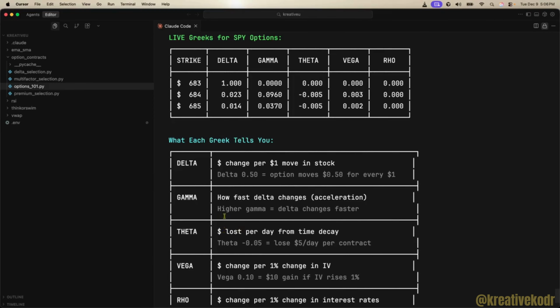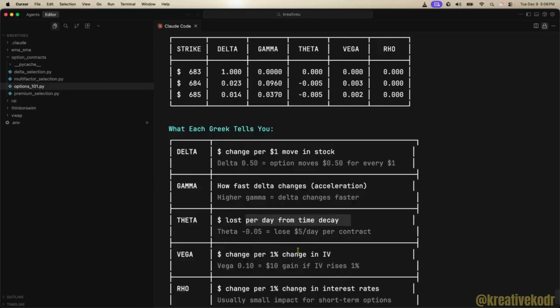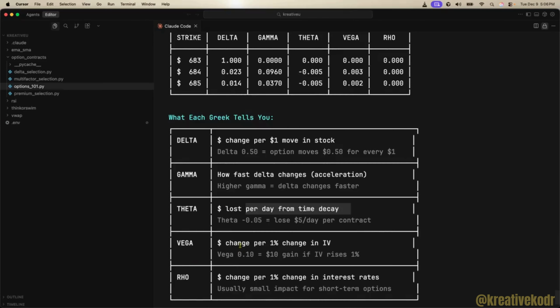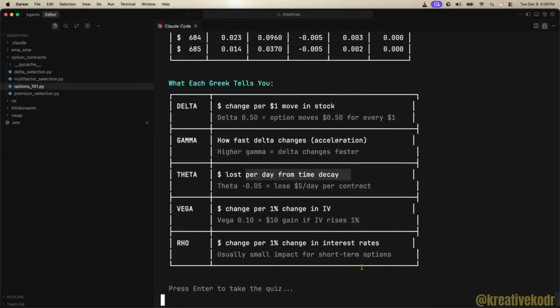Let's stay on topic. So theta is how much we're losing per day. Vega is the change for 1% changes in IV. So a Vega of 0.10 is a $10 gain if the IV rises 1%. And then Rho, we barely use Vega and Rho. I say barely, but it's good to know, right? Rho is the dollar change per 1% change in the interest rate. So usually a small impact for short-term options, right?